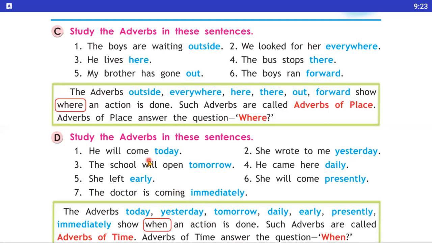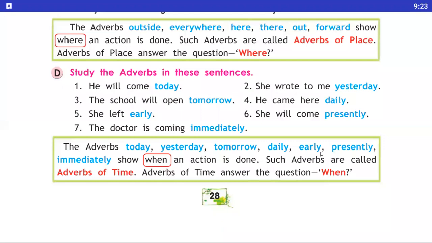So student, our next kind of adverb is adverb of time. So students, firstly look at the example. He will come today. She wrote to me yesterday. The school will open tomorrow. He came here daily. So student, these words, today, yesterday, tomorrow, daily, early, show when an action is done. कि action कब done? अब हम बात कर रहे हैं कब done हो रहा है. Such adverbs are called adverbs of time.